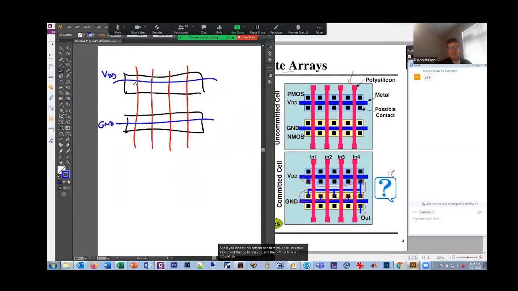And the squares are their contacts, okay? So if blue crosses over those squares, it makes a connection to these square boxes. So let's look at this bottom one right here. There's a connection right there to VDD.